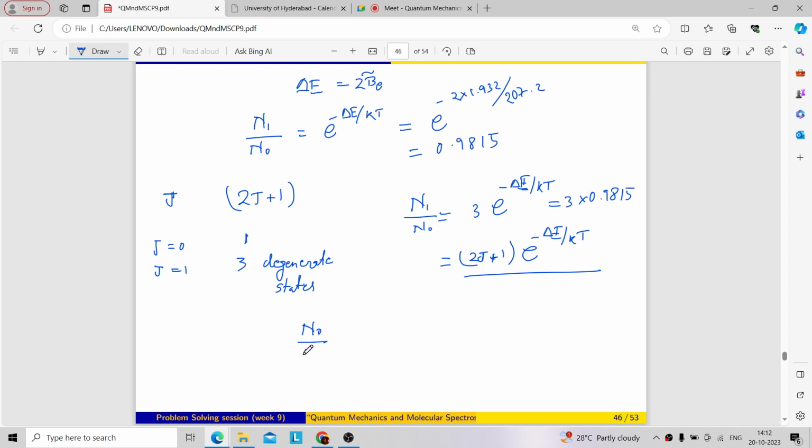So this N1 over N0 will become 2.945. So what does this mean? N1 will be 2.945 times N0. So in this J equal to 1 state, there are almost 3 times more particles than the ground state. This equation means that.